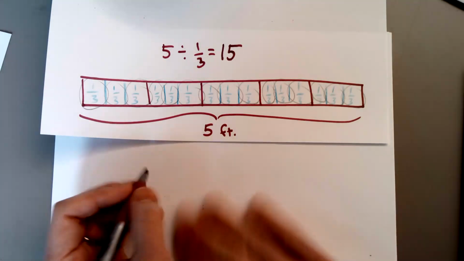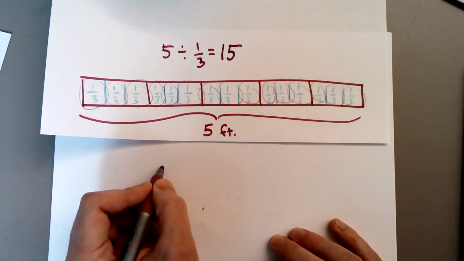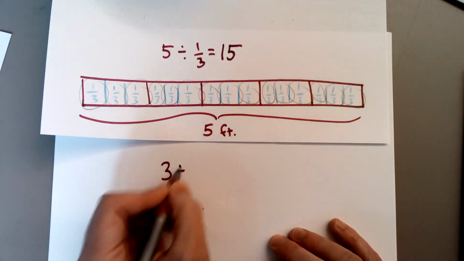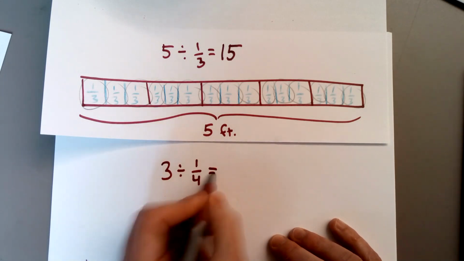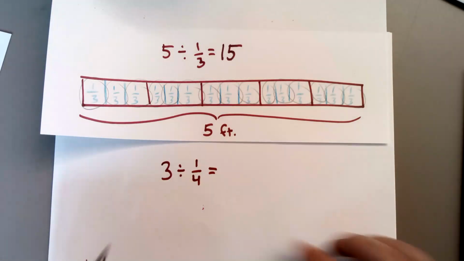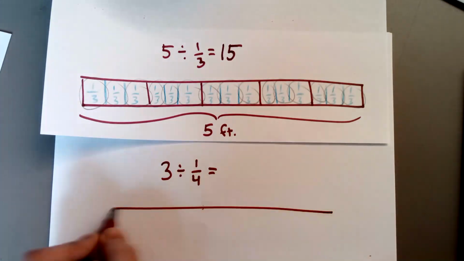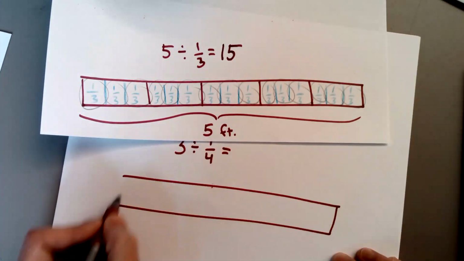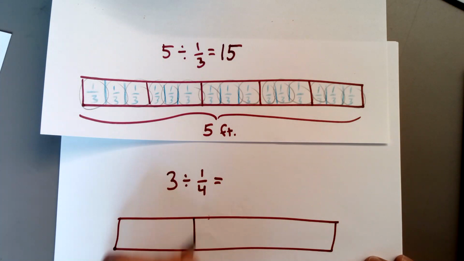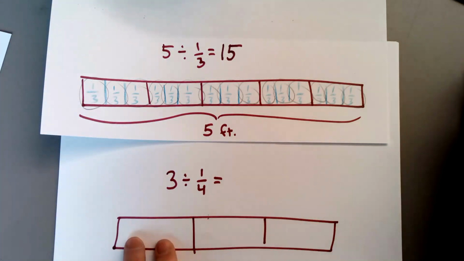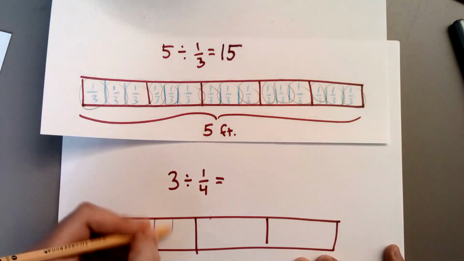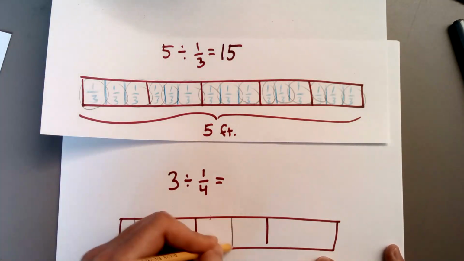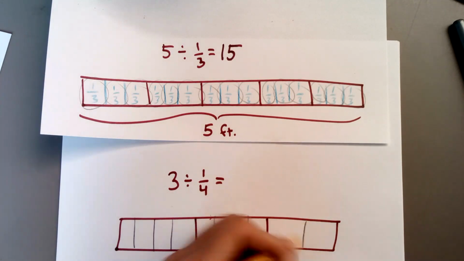Let's look at another related situation. Let's say I have 3 feet of string and I'm trying to make 1/4 of a foot sections. So my model will have 3 wholes this time. And now each whole will have 4 1/4's in it. You're probably already coming up on the quotient in your mind.